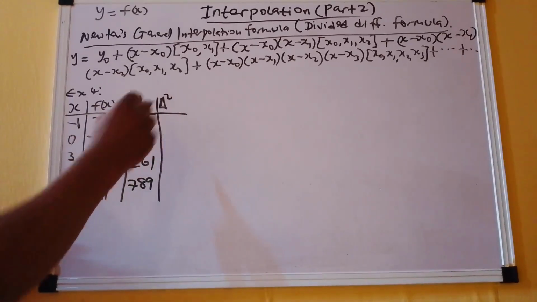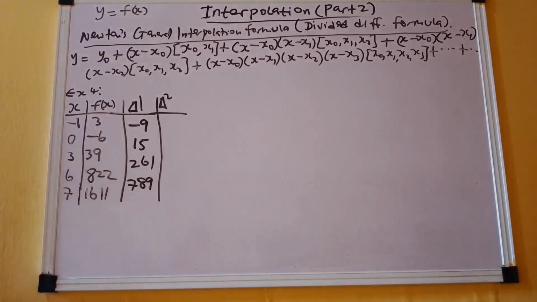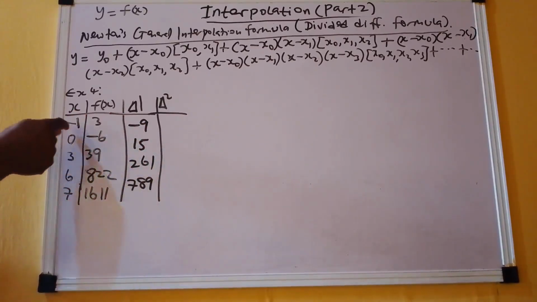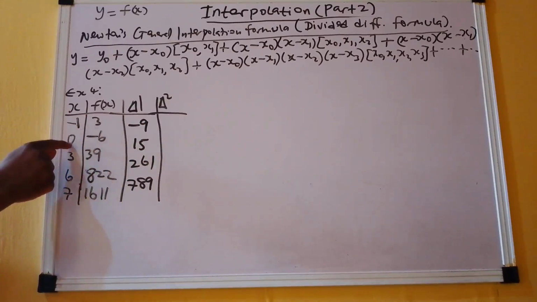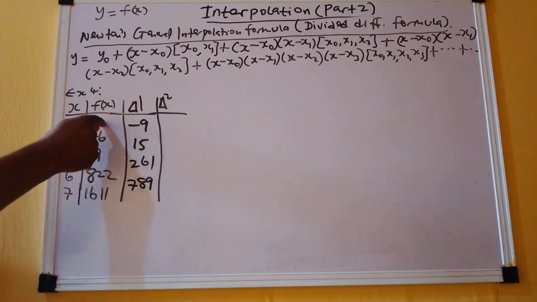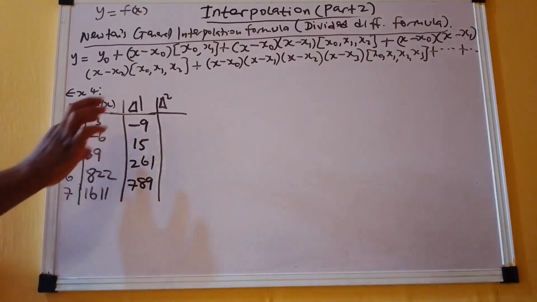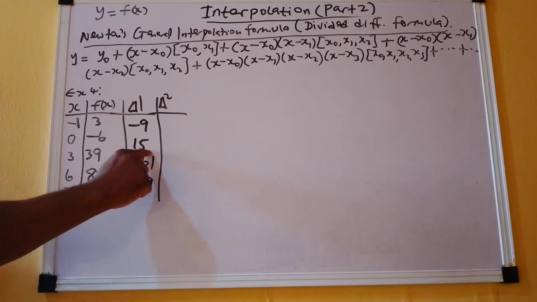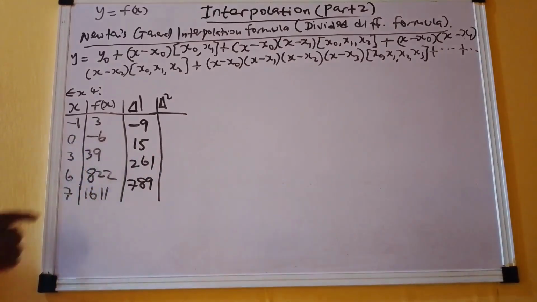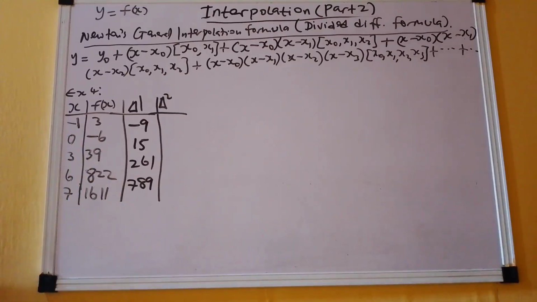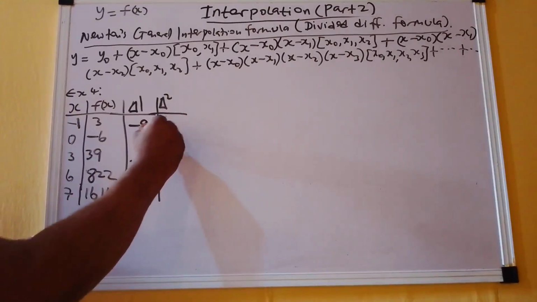So now we are going to the second forward divided difference. What gave birth to these two is from here to here. You can see it, -1 and 0 give birth to this -9, that is 3 and -6. Then -6 and 39 also give birth to this 15. So when we are considering -9 and 15, we are considering from 3 to -1. So 15 minus -9, that is plus 24. 3 minus -1 is 4. 24 divided by 4, you have 6.